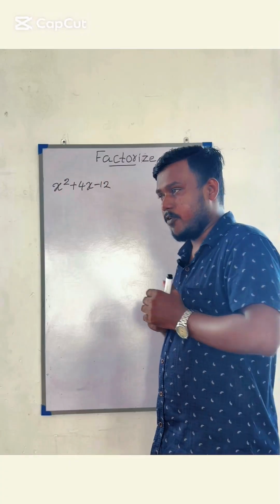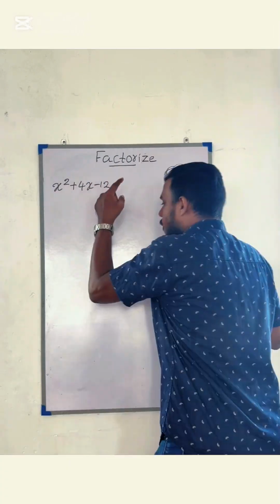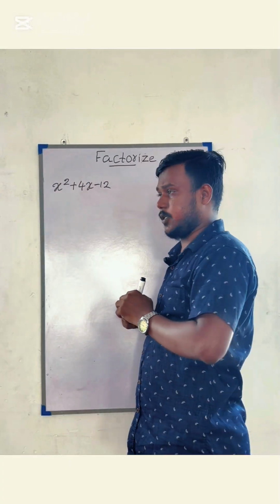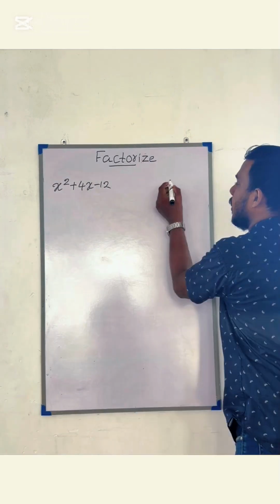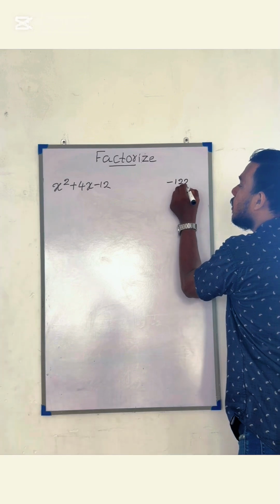Hi everyone. When you have to factorize a trinomial quadratic expression, multiply the third term by the first term. I get minus 12x squared.